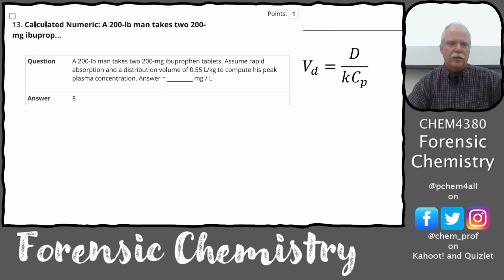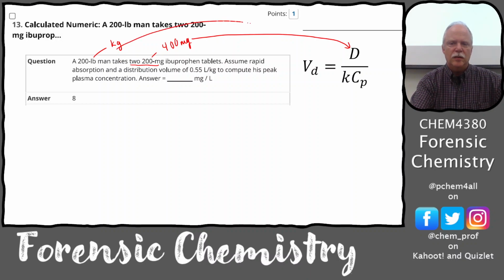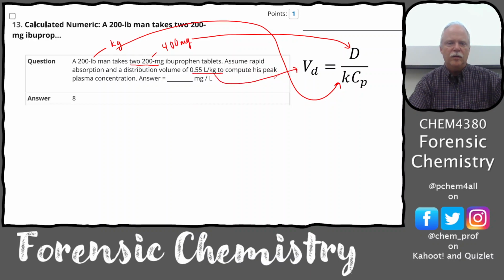So, a 200-pound man, we're going to convert that to kilograms. We have the dose in milligrams, so 400. That's D. This is K. And then we have the apparent volume of distribution, which is about half a liter per kilogram. So he's going to have so many kilograms in his body, and half of those kilograms are essentially water. And so then we have all three, and we just solve for CP.